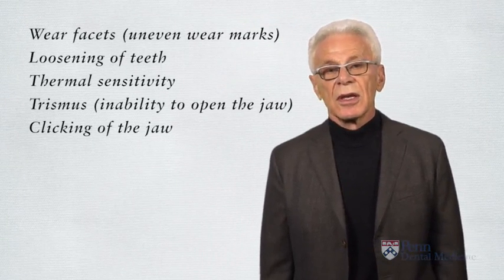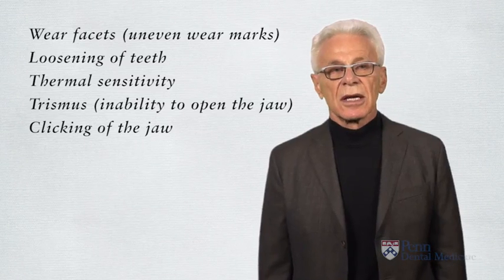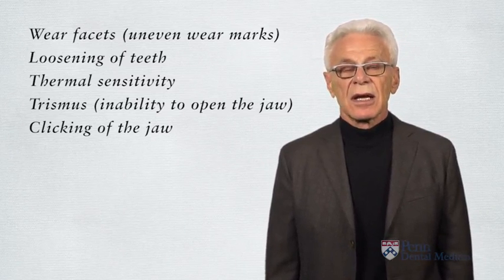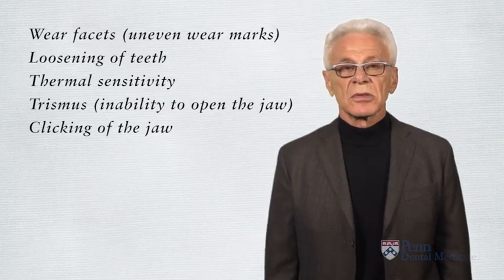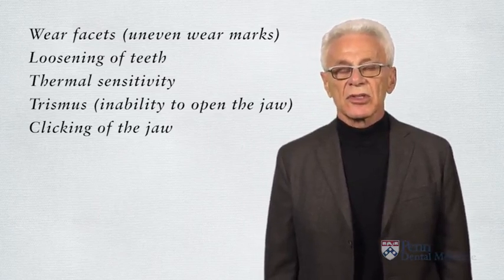If one tooth hits the opposing tooth prematurely, the tooth then sustains increasing occlusal forces, which can result in increasing wear facets or loosening of the tooth. Other signs and symptoms of occlusal trauma may include thermal sensitivity, increased mobility, trismus, and clicking of the temporomandibular joints. When such conditions exist, the dentist needs to correct it either with occlusal adjustment or with appliances which minimize such destructive forces.